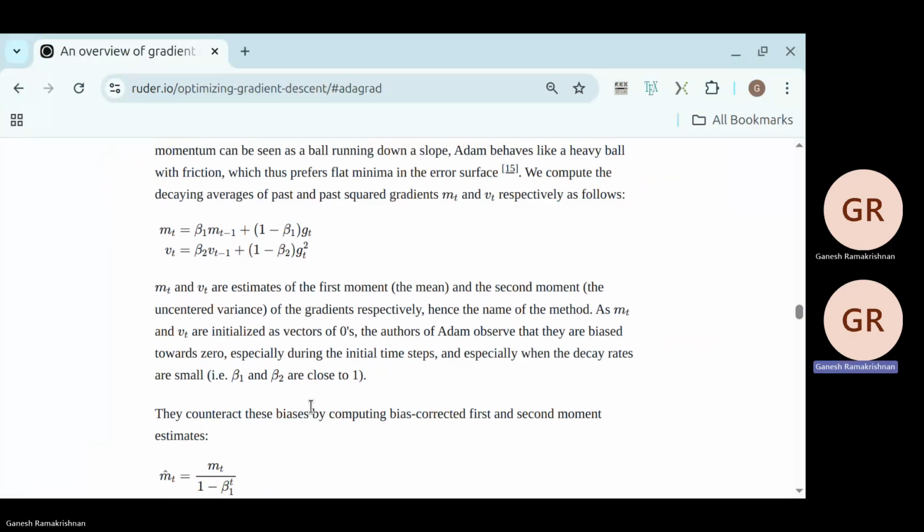GT is a vector. MTs are also moments, first and second order moments. And these are exponential moving averages, correct? Yeah, element-wise square. That's why it's called second order moments, yes. We are not considering cross moments.